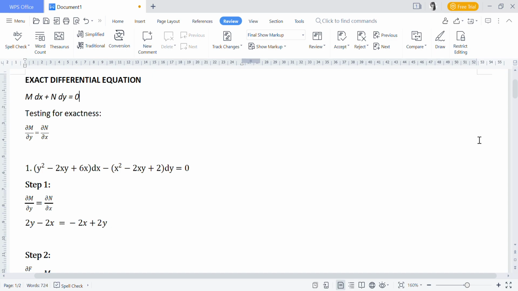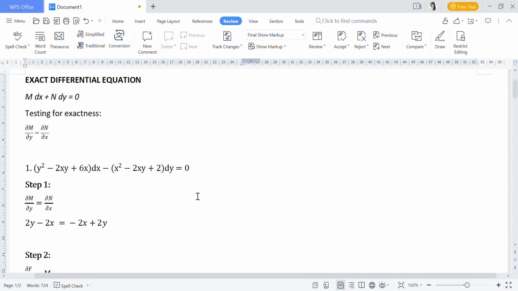Now let's get started. Here we have some examples that I have already solved, but I'm just going to explain to you guys how I came up with the answer, or what process I did to get the answer, okay? So here we have the first example: (y squared minus 2xy plus 6x) dx minus (x squared minus 2xy plus 2) dy equals 0.